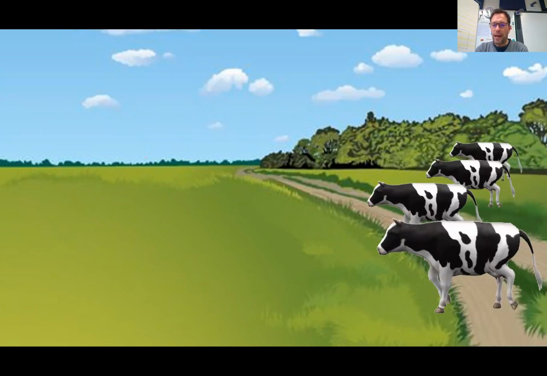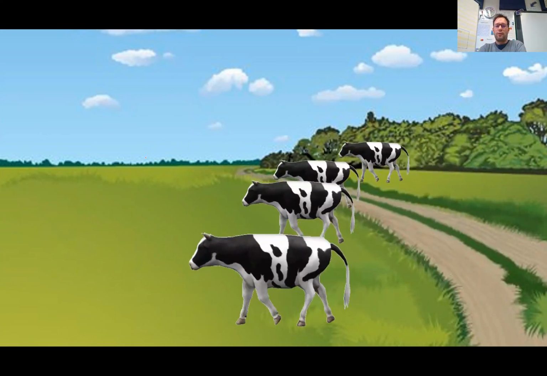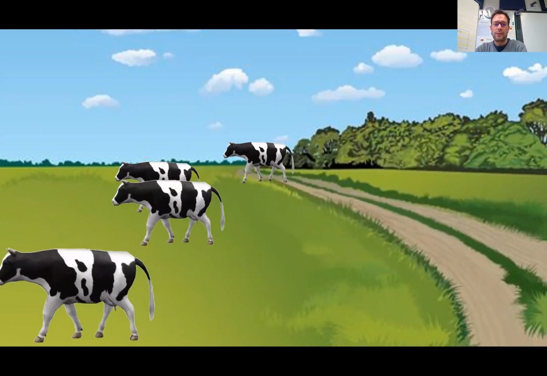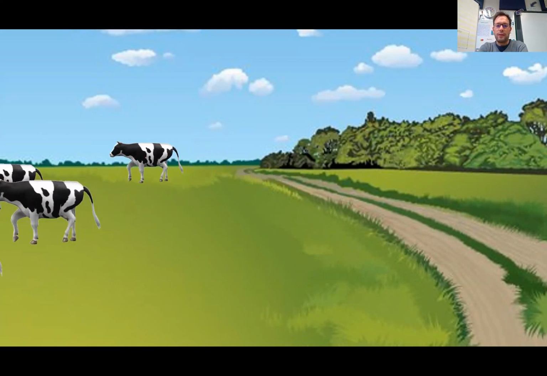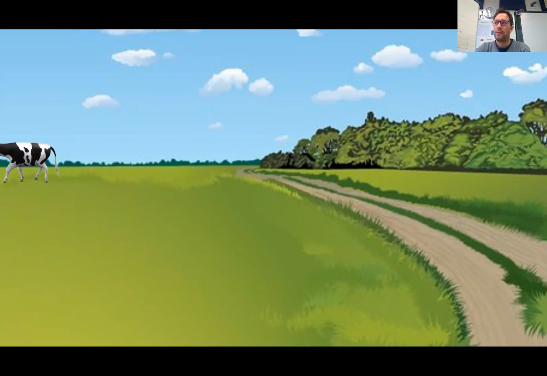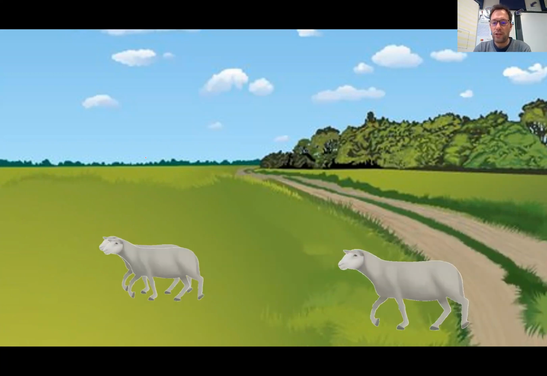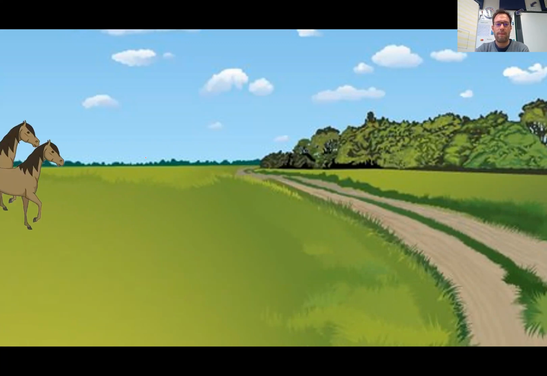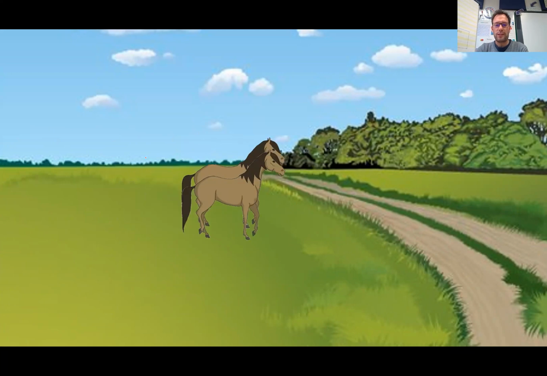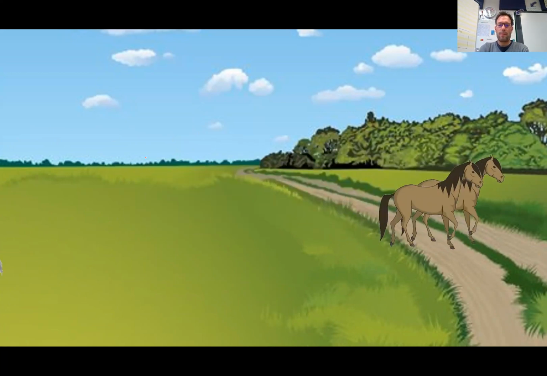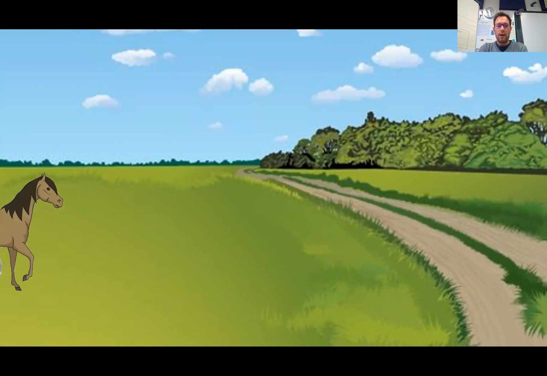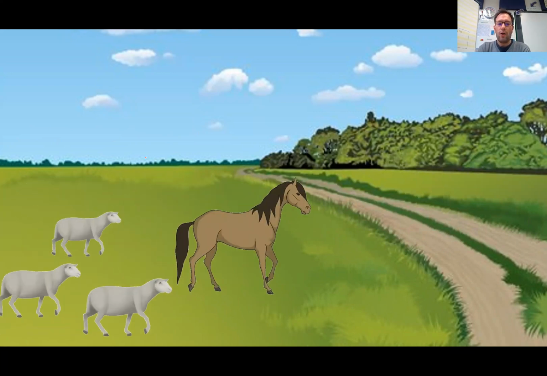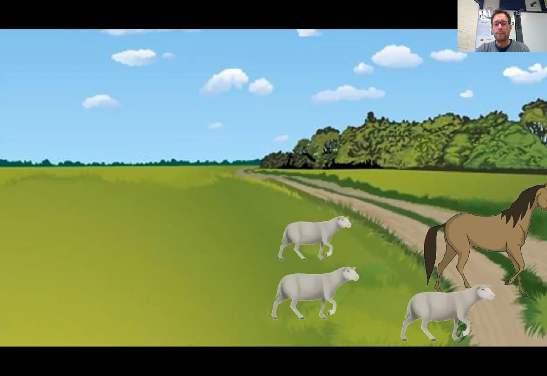And oh, look at all those cows. 1, 2, 3, 4 cows. So 4 more lines for the cow. Remember to close the gate when you need to. And there's 2 sheep, 3 sheep. 3 more lines for the sheep. And some horses, 2 horses. Is that it? Oh no, there's another horse. Oh, and some sheep, 3 sheep.